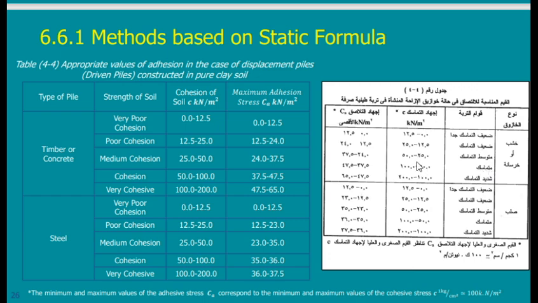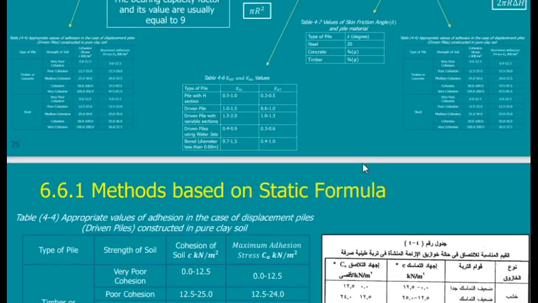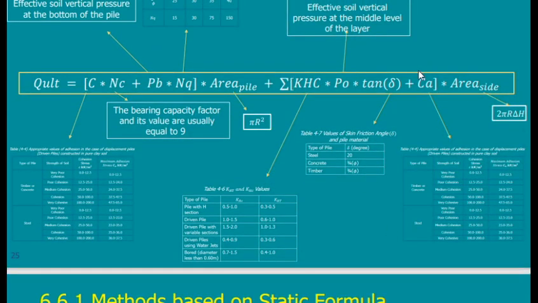Then I go here, and it will give me a number for CA, or a range for C and for CA. Then I can take these and go back to my formula. Here C, I put a number. Here CA, or the opposite. Here CA I put a number, and here C I put a number, and so on. NC, you will find that the bearing capacity factor and its value is usually equal to 9. So it is always equal to 9. I don't have to go to any place.